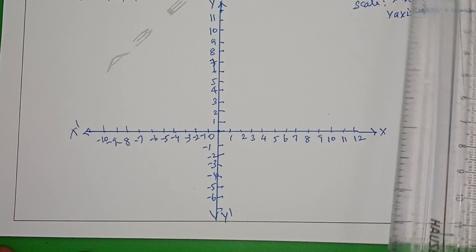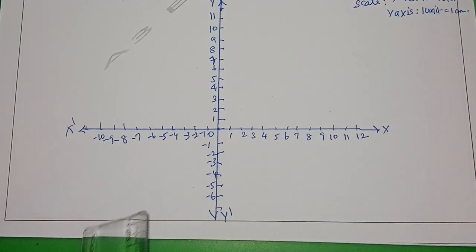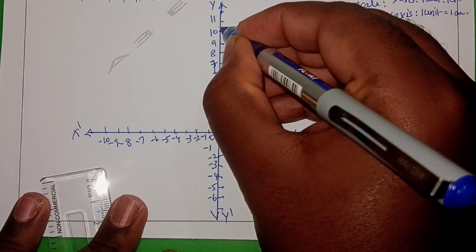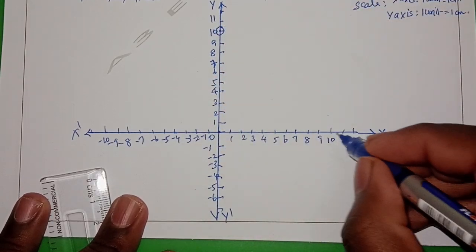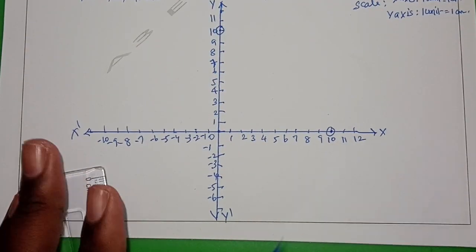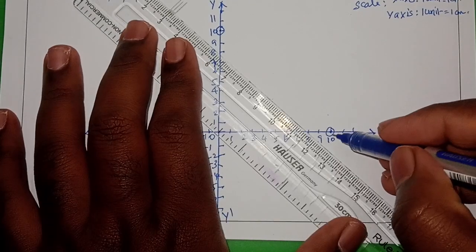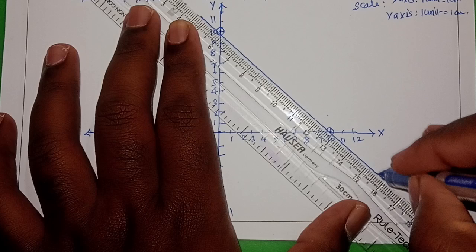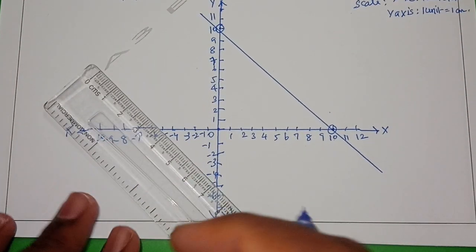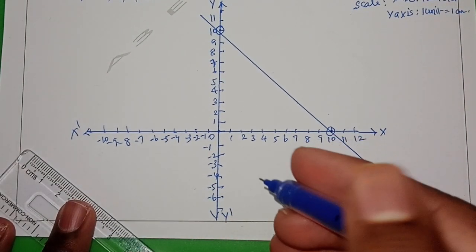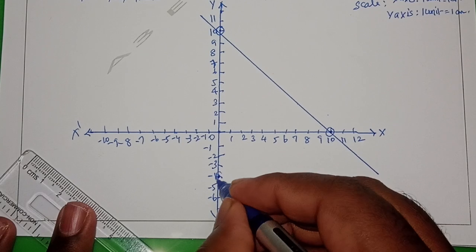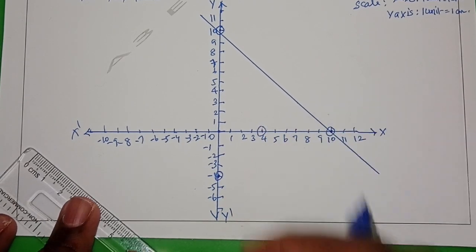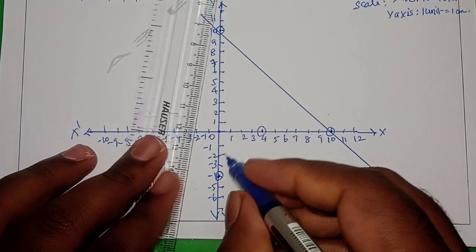Okay, first we will draw the x plus y graph. 0, 10, here the point will be. Next 10, 0, here the point will be. Draw the straight line. Next 0, minus 4, here the point will be. 4, 0, here the point will be. Draw the straight line.